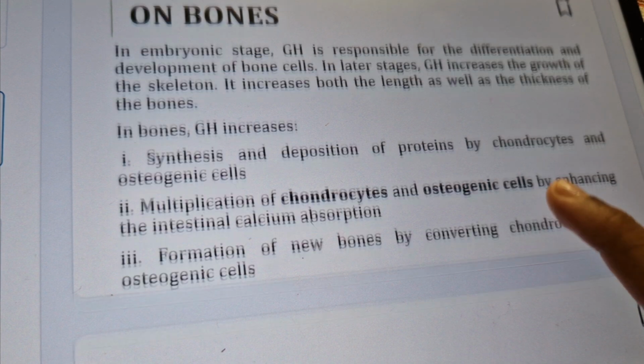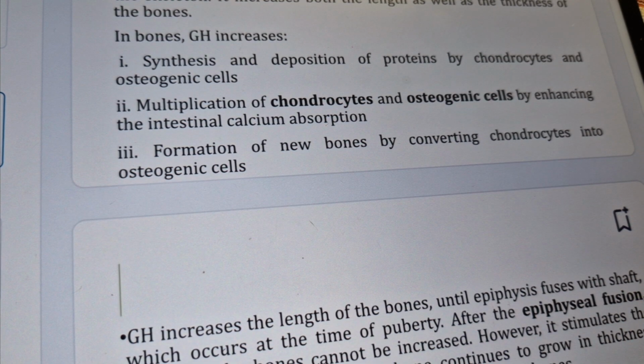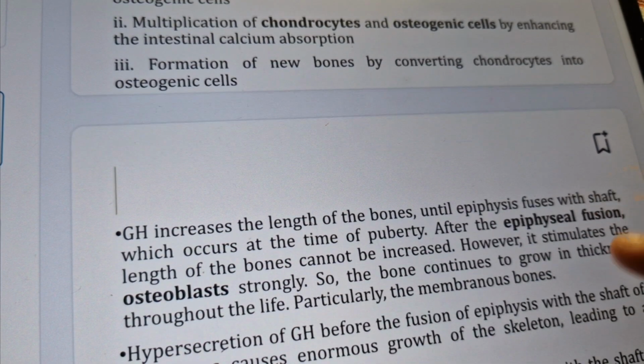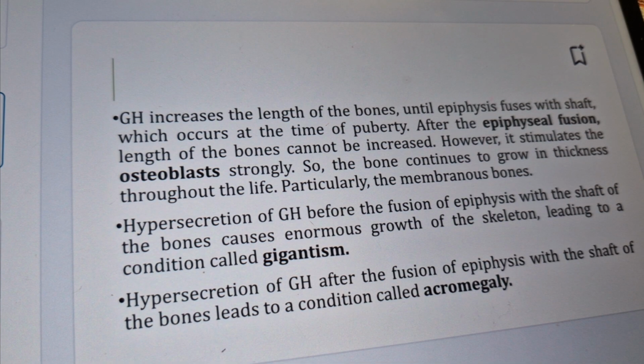They help in multiplication of chondrocytes and osteogenic cells, and enhance interstitial calcium absorption, so there will be an increase in the length and width also. New bone cells are formed by converting into chondrocytes and osteogenic cells. Growth hormone increases the length of the bone until the epiphysis fuses, the epiphysis, diaphysis and all, until it fuses with the shaft. It can grow until then. After that it can't grow, which occurs at the time of puberty. After the epiphyseal fusion, the length of the bones can't be increased.